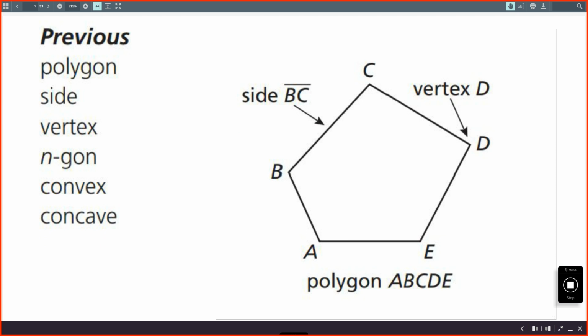Okay, so in this case, count the number of sides and tell me what kind of polygon do you guys see? I see a pentagon. You see a pentagon. It has 5 sides, correct?